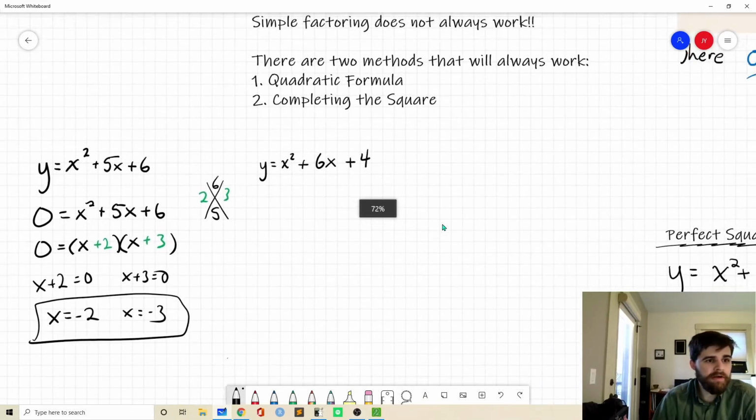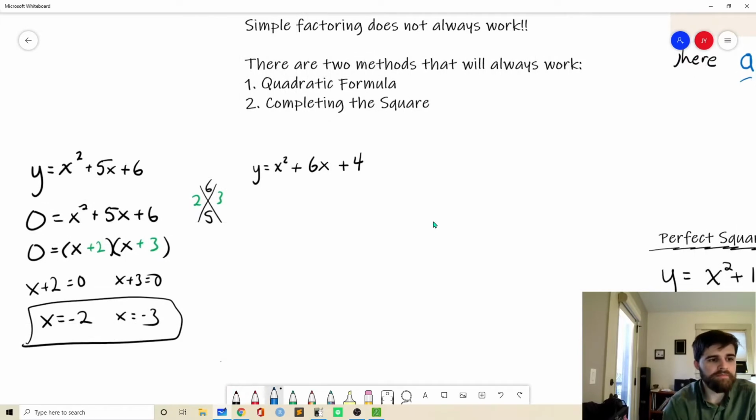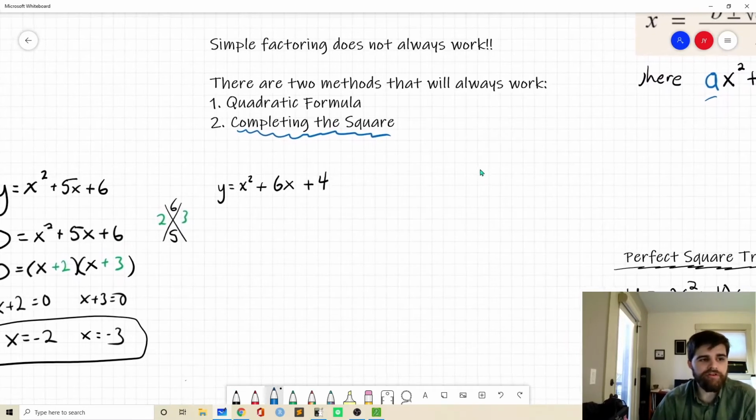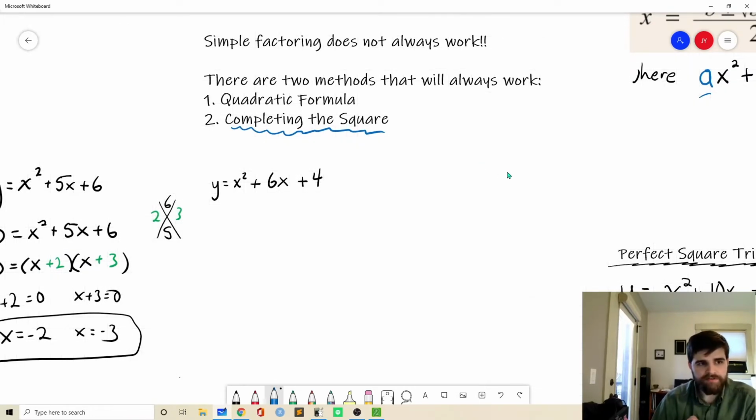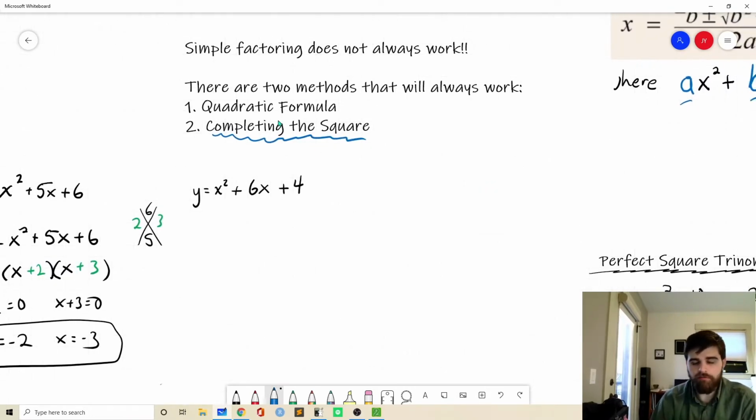So today we're going to talk about a method called completing the square. And I really like this method because it's really clever, and it also always works. There's never a quadratic that is unsolvable by completing the square. It can get pretty messy, but it will always work.